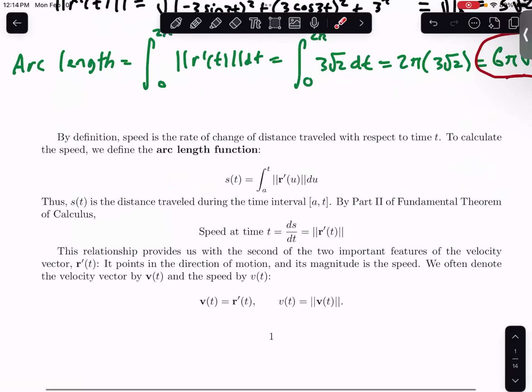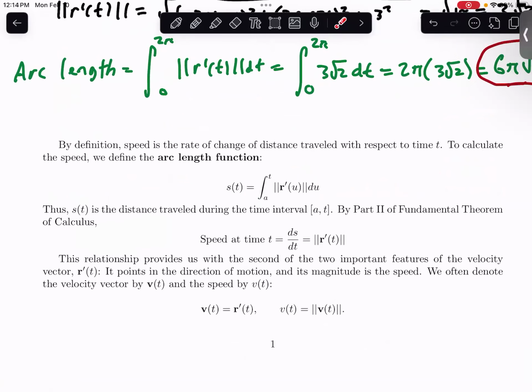I'm getting ahead of myself a little bit. But to make sure this whole process of reparameterization via the arc length works, we're going to first define an arc length function. By definition, speed is the rate of change of distance traveled with respect to some time t. If we want to calculate the speed, where you should think of speed as the magnitude of the derivative, or the magnitude of the velocity vector, we're going to define what's called the arc length function.